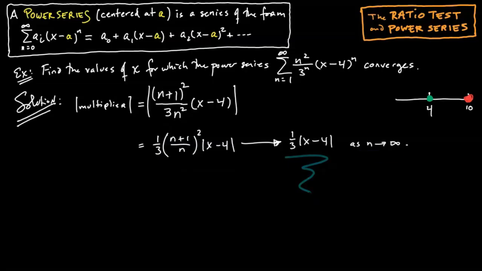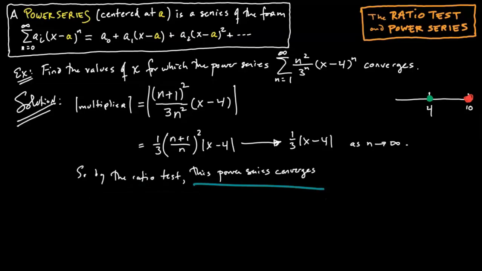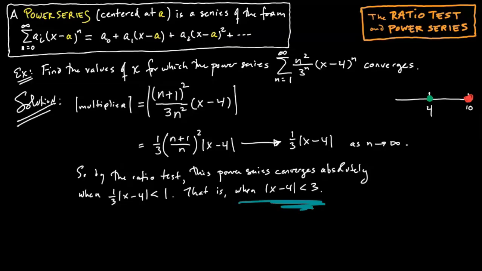Now, why do I care about that? This is, in the long run, what the multiplier looks like. So if this thing is less than 1, my series will converge. So by the ratio test, don't forget to cite the test you're using, this power series converges, absolutely in fact, when 1/3 of the absolute value of the quantity x minus 4 is less than 1. That is, when the absolute value of x minus 4 is less than 3.